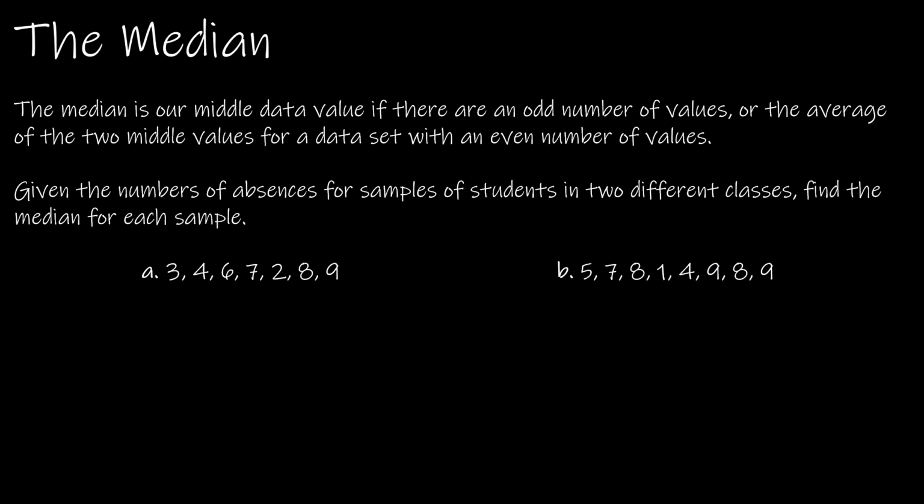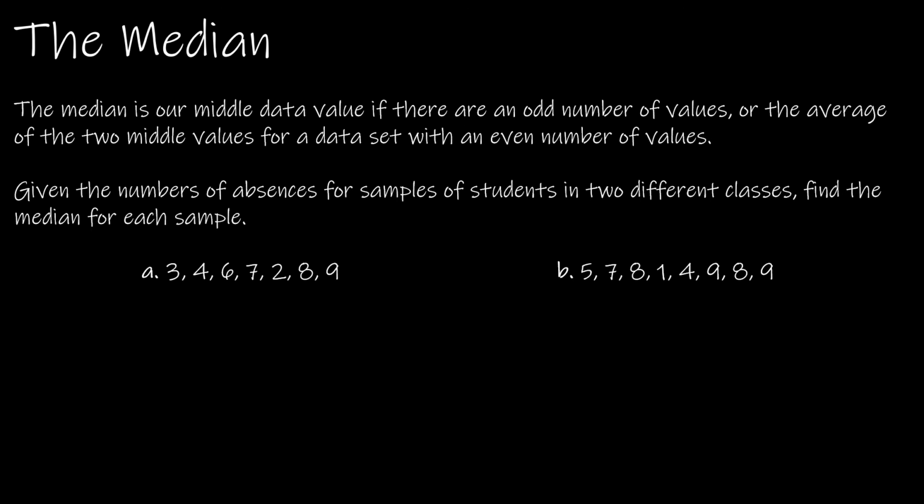Now let's take a look at the median. The median is just our middle data value. If there are an odd number of values, it's the middle one, or if you have an even number of values, you just have to average the two middle values. So again, what you want to do is be sure that you have your data from least to greatest. So let's do that first.